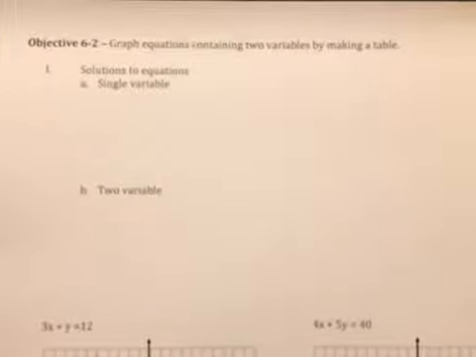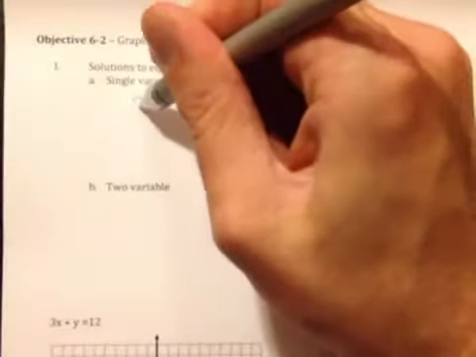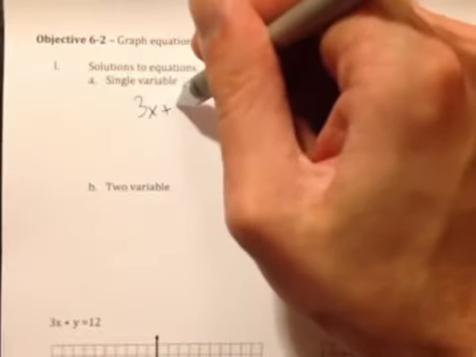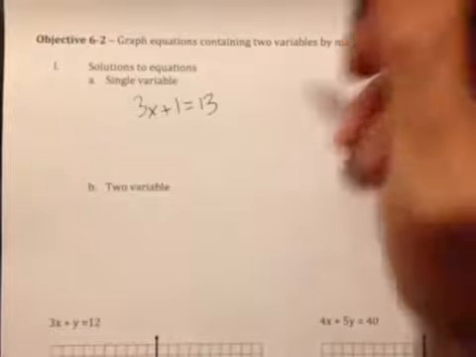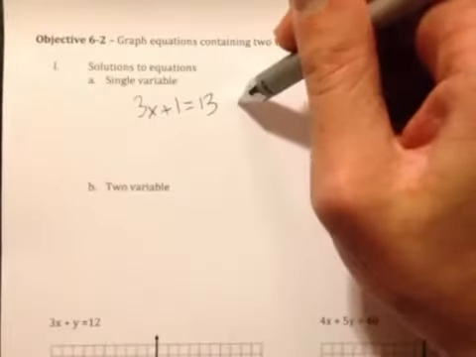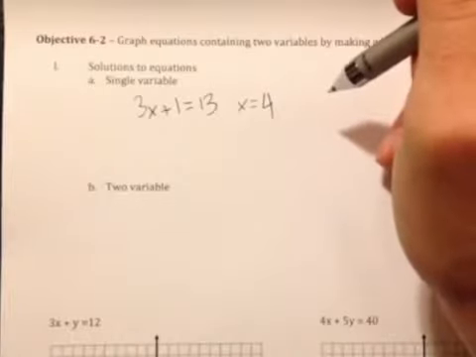Okay, next we're going to take a look at how to graph equations containing two variables by making a table. One thing that I want to point out is how we know certain values are solutions to equations. That's a really important point here, and we're going to see exactly why. So suppose we had the equation 3x plus 1 equals 13. If we did our basic solving, we could figure out that x is equal to 4. Woohoo. But how do we know that x is equal to 4?